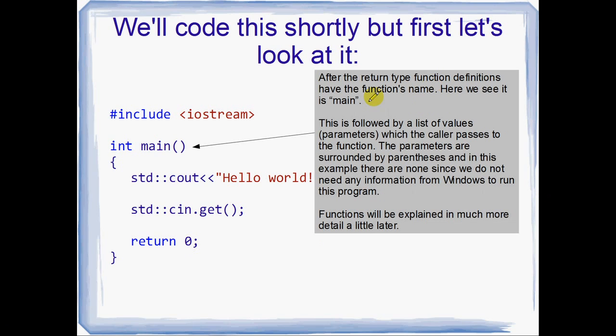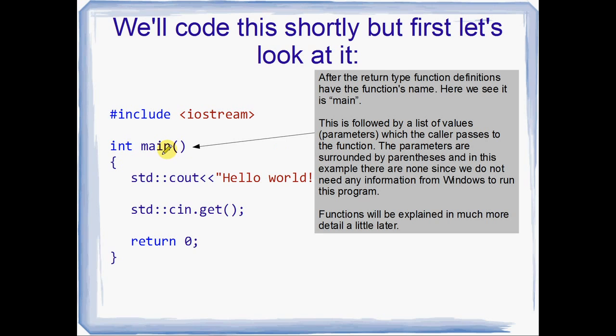After the return type in the function definition, we have the function's name. Yeah, so this function here is called main. Very good. This is followed by a list of parameters in parentheses. As you can see, these parentheses are empty, so main takes no parameters.